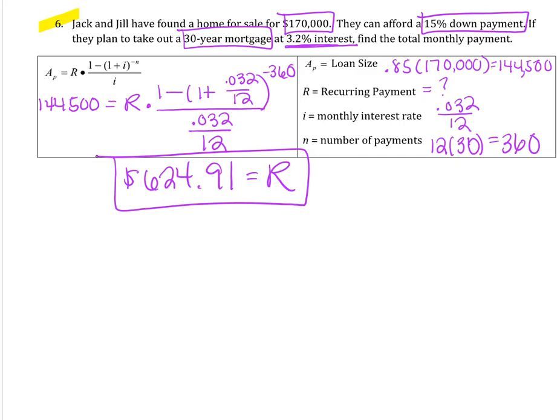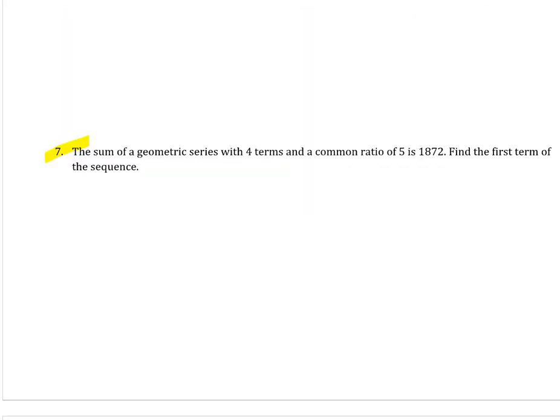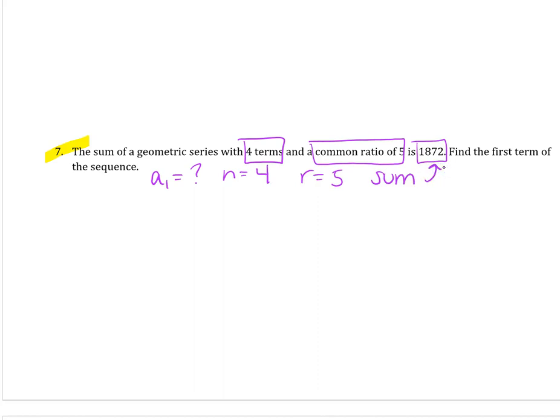And that's your answer. All right, the sum of a geometric series with 4 terms and a common ratio of 5 is 1,872. Find the first term of the sequence. So it wants you to find a sub 1. I know n is going to be 4, and I know r is 5. And I know the sum is that number.